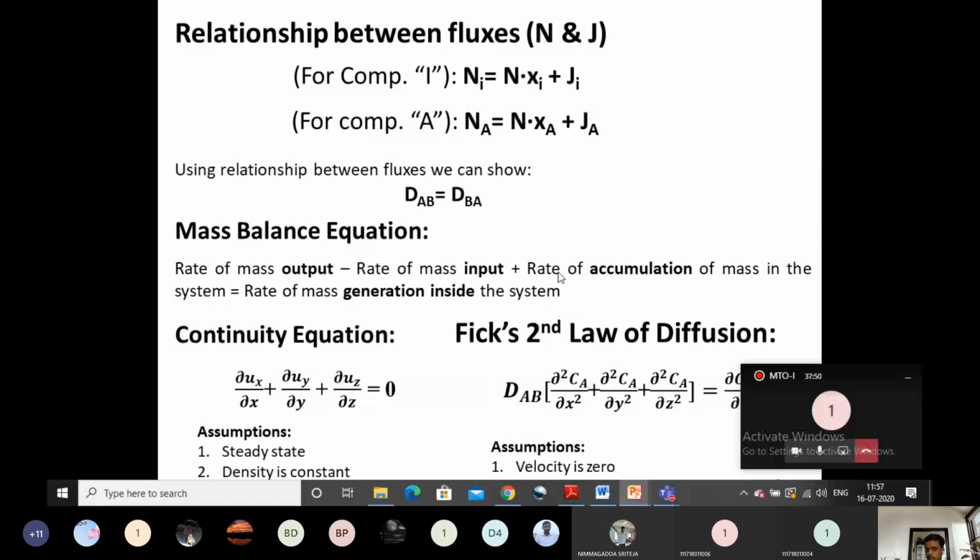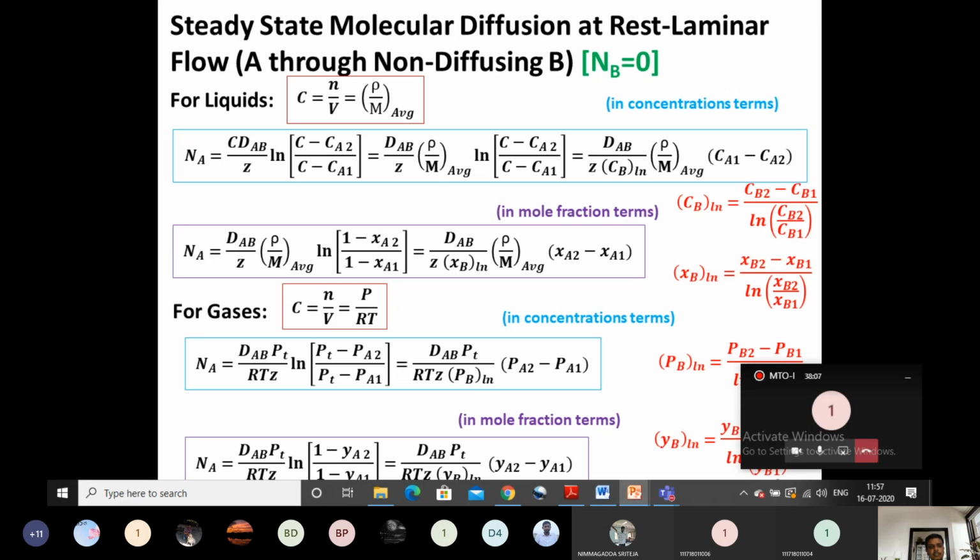This is also derived using the relationship between diffusivities. You can watch the previous videos and come to know how we derive this equation. This is also based on two assumptions. The first one is that the velocity is zero, and the second one is no reaction.